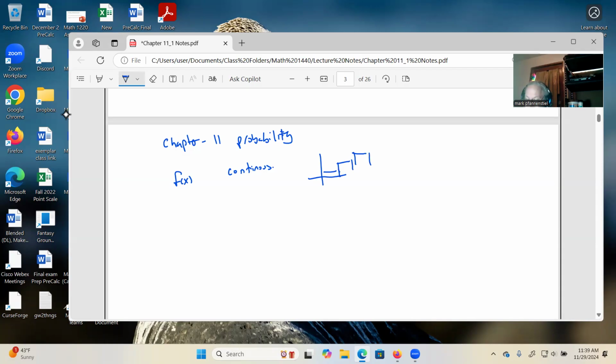Functions have to be continuous in order for you to take a derivative, but to take an integral, they don't have to be continuous. So we don't have to have continuous functions, though they will be for us.